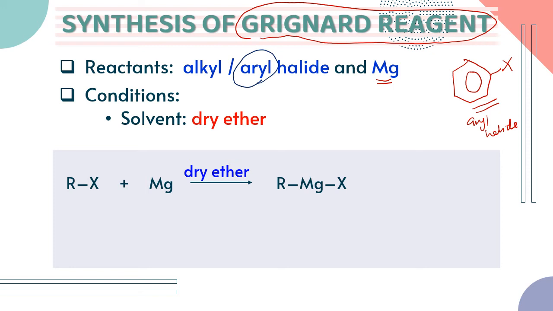So RX, our haloalkane, reacts with magnesium in dry ether to produce the Grignard reagent. So this is our Grignard. Why is this Grignard reagent important? By adding magnesium to the haloalkane, what can we produce? Initially, R over here is partially positive. The carbon is partially positive and the halogen is partially negative.